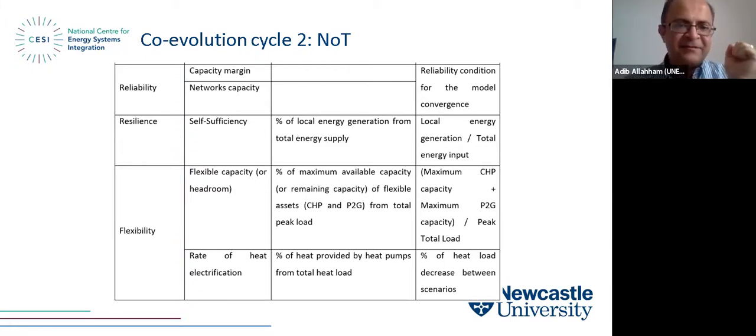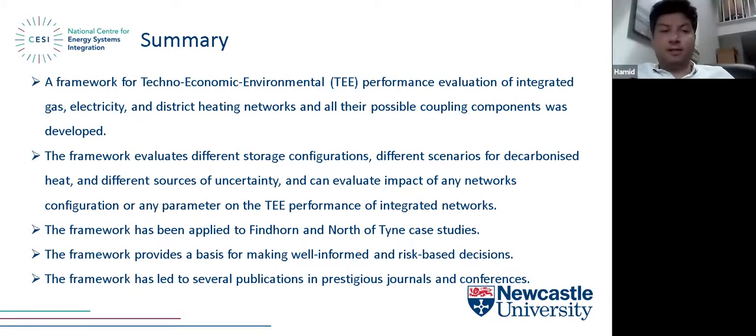Next slide, Hamid, and it's for you. Yeah, so thanks, Adib. So just to summarize what we have presented is a framework for techno-economic environmental performance evaluation of integrated gas and electricity distribution networks and all their possible coupling components and configurations. The framework evaluates different storage configurations, different scenarios for decarbonized heat, and different sources of uncertainty. It can also evaluate the impact of any network configuration or any parameter on the techno-economic environmental performance of integrated networks.